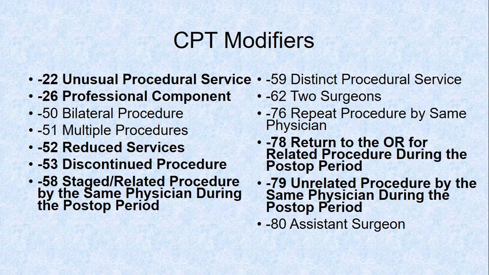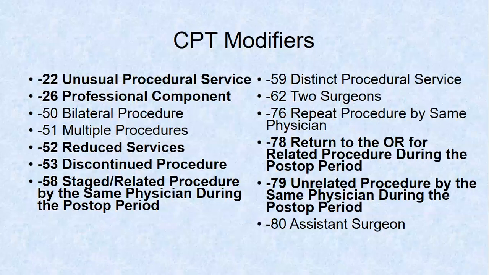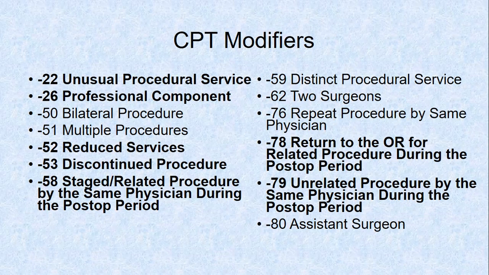There are modifiers that can describe unique situations when you want to get paid more, you're asking to get paid a little bit less because it's the right thing to do, or there's unique situations when you should get paid when normally you wouldn't get paid if you didn't have a modifier. So for example, modifier 22, unusual procedural service. In the previous example, we talked about the nephrectomy with an extensive lysis of adhesions. If you're spending an extra hour lysing adhesions, put that in the chart. You can bill modifier 22. You may get paid a little bit extra for your extra time above and beyond your typical time to do a radical nephrectomy.